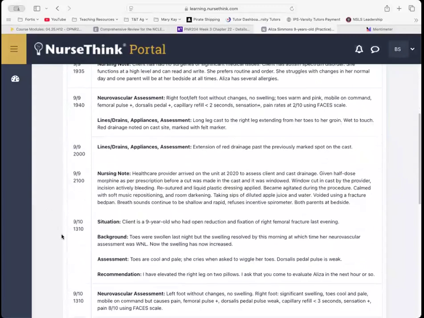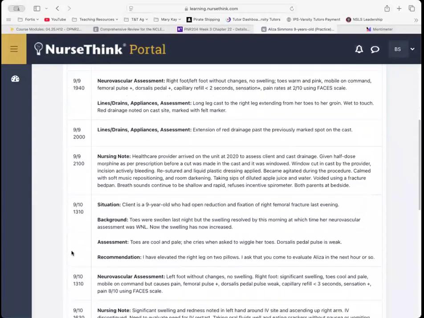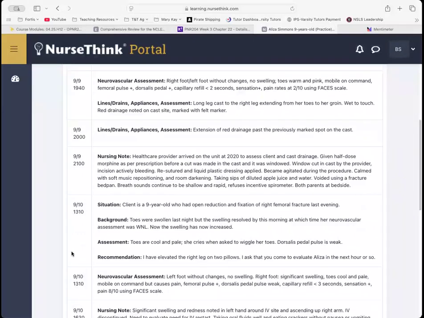Looking at that initial assessment here, we've got our right foot and our left foot without changes. We don't have any swelling. Our toes are nice and warm and pink. We're able to move them. We have strong pulses and good cap refill. We've got positive sensation, and our pain is a 2 out of 10 on our FACES scale.